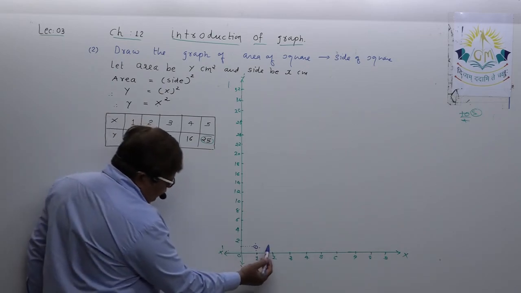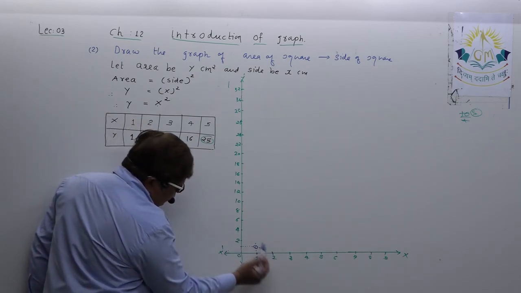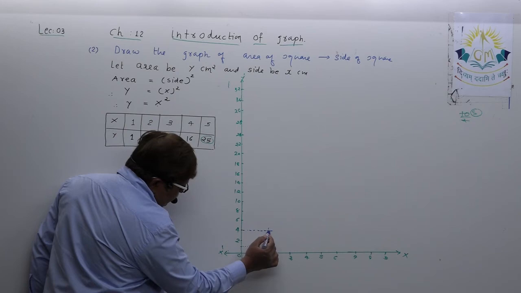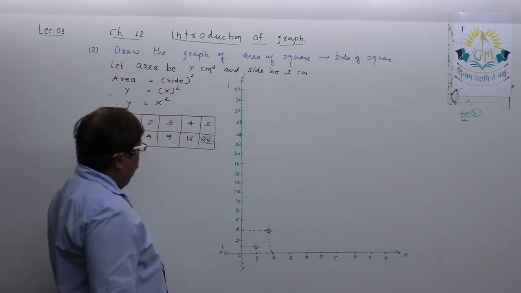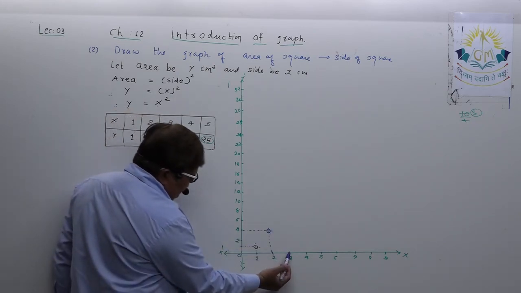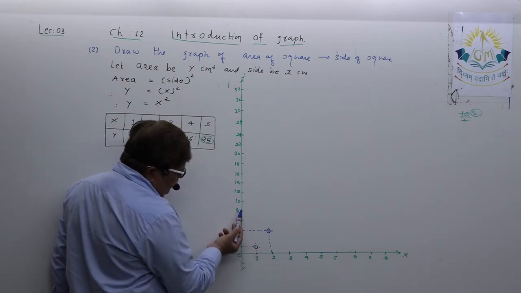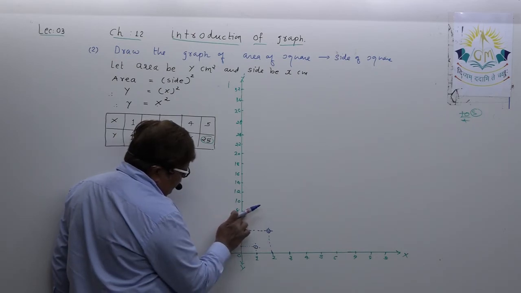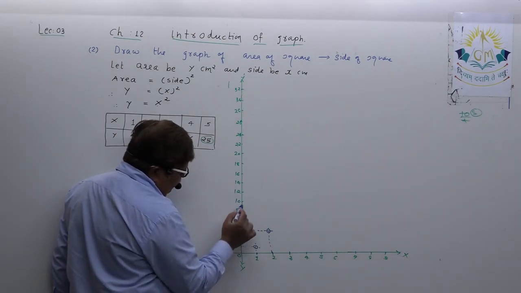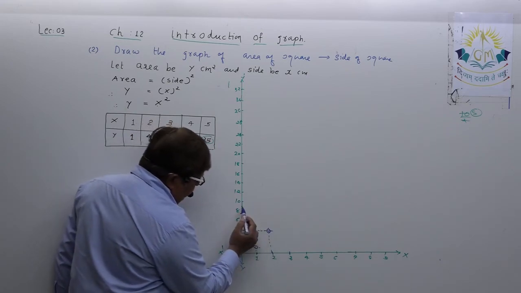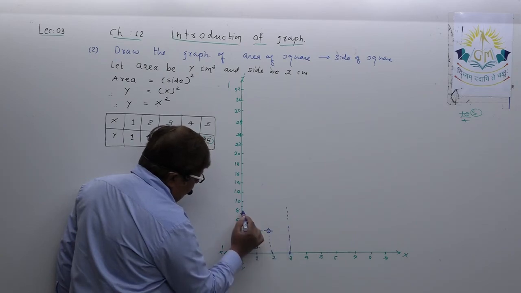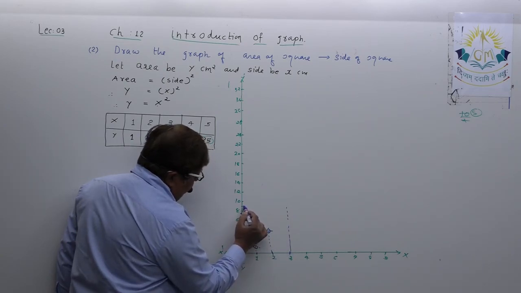X2, Y4: you will directly get X2 here, Y4 here. This point can be directly obtained. X3, Y9: X3 here. Where is 9, dear student? This is 8, this is 10. So count 5 lines after 8: 1, 2, 3, 4, 5 here. So this is the point 3 comma 9.